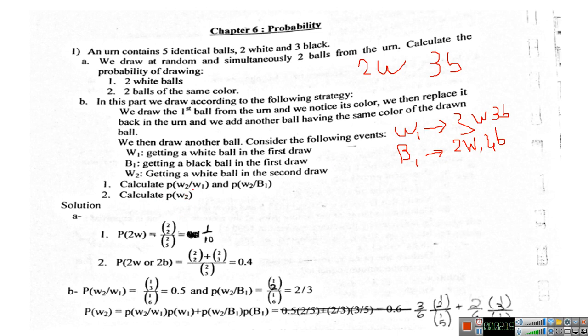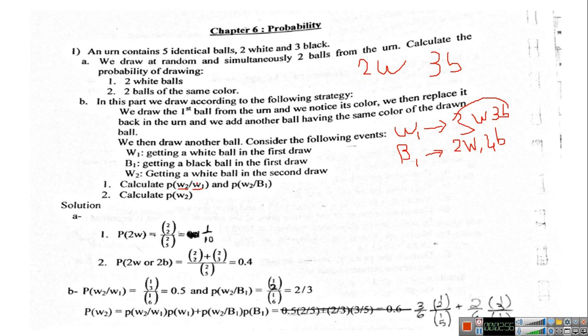Calculate P of W2 knowing W1. So I know W1. What does it mean? I know in the first draw I have a white one, and I want the probability of drawing another white in the second draw. So for the second draw I have 3 white and 3 black. What is the probability of drawing 1 white? So 1 out of 3 over 1 out of 6. Probability of W2 knowing B1: I know I have B1, so I now have 2 white and 4 black, so for white it will be 1 out of 2 over 1 out of 6.